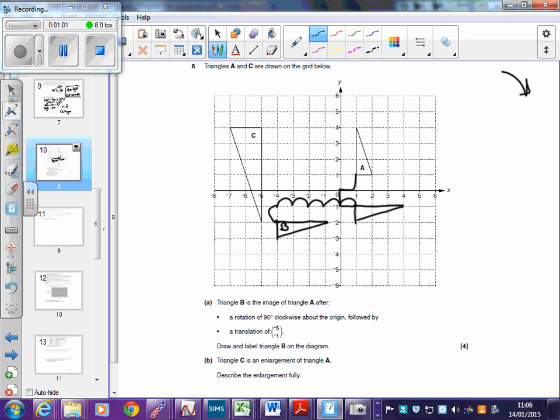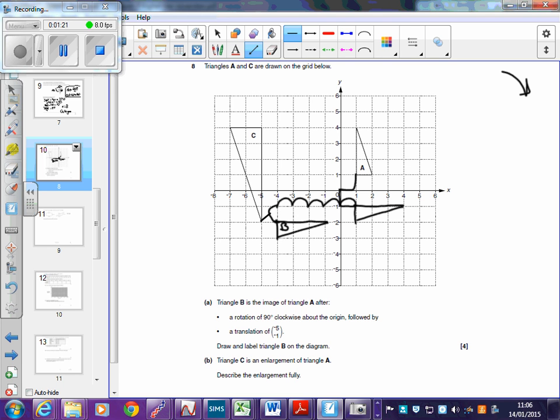Okay, triangle C is an enlargement of triangle A. Describe the enlargement fully. Okay, two things you need to describe an enlargement. You need to have a scale factor and you need to have a center of enlargement. To get the center of enlargement first, we're going to join up the matching corners of the shapes because then they will go through there. And you need to use a ruler to do this so you get nice straight lines.